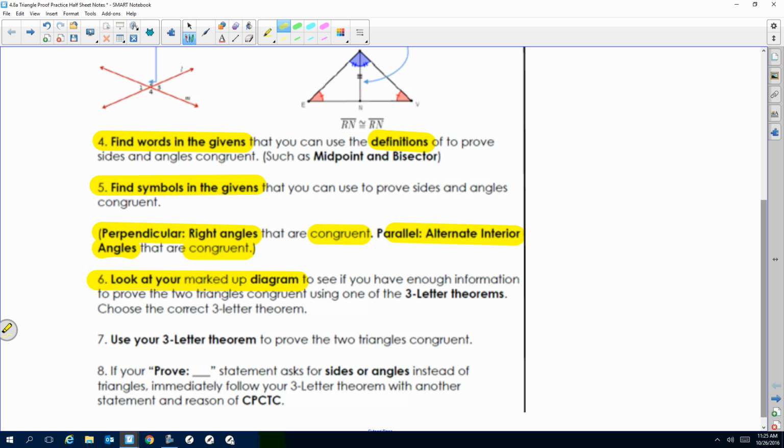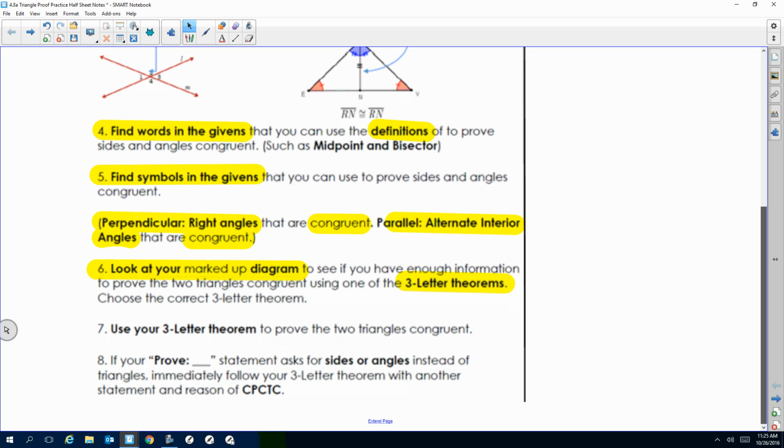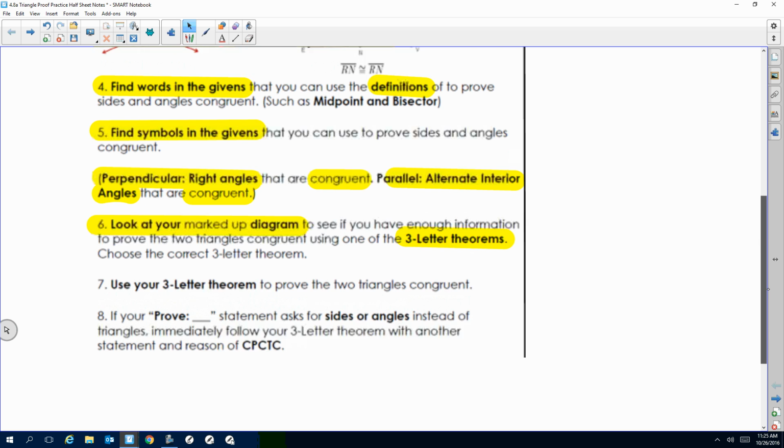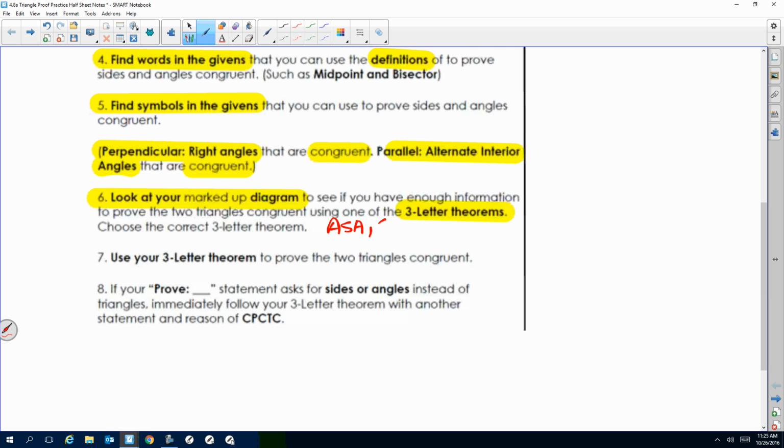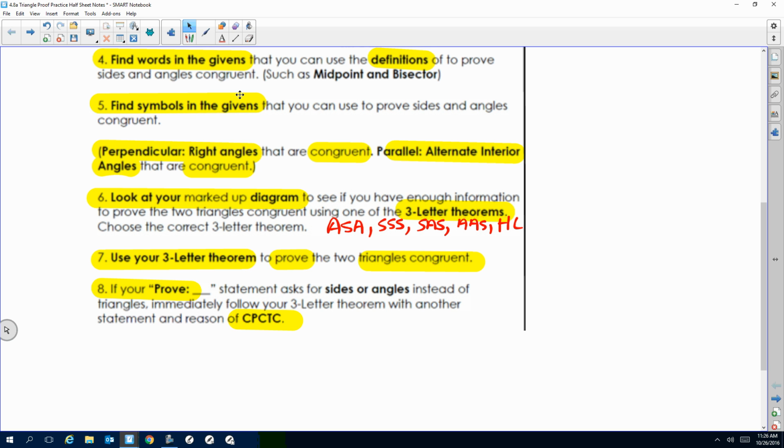Make sure you look at your marked up diagram to look for a 3-letter theorem. Once it's marked, we're trying to use our 3-letter theorems. What are examples of that? ASA, SSS, SAS. What else? AAS, and HL. We're going to use these to prove the triangles are congruent. If you prove it, then you can use CPCTC. You have to prove it first, and that's what I'm going to check that we can do. Get to step 8, basically.